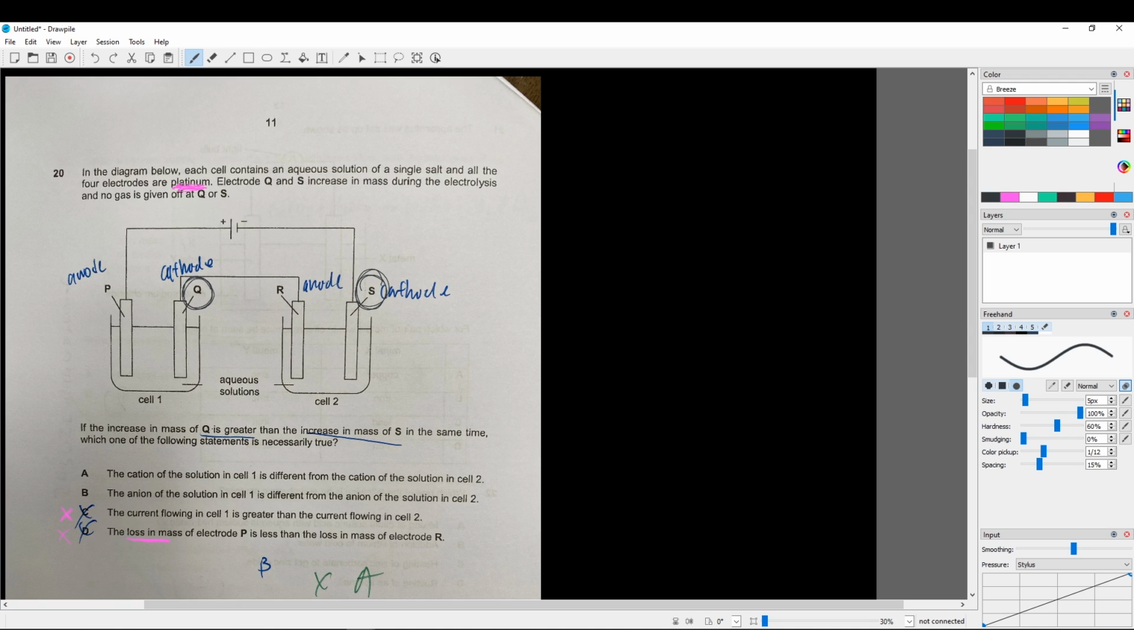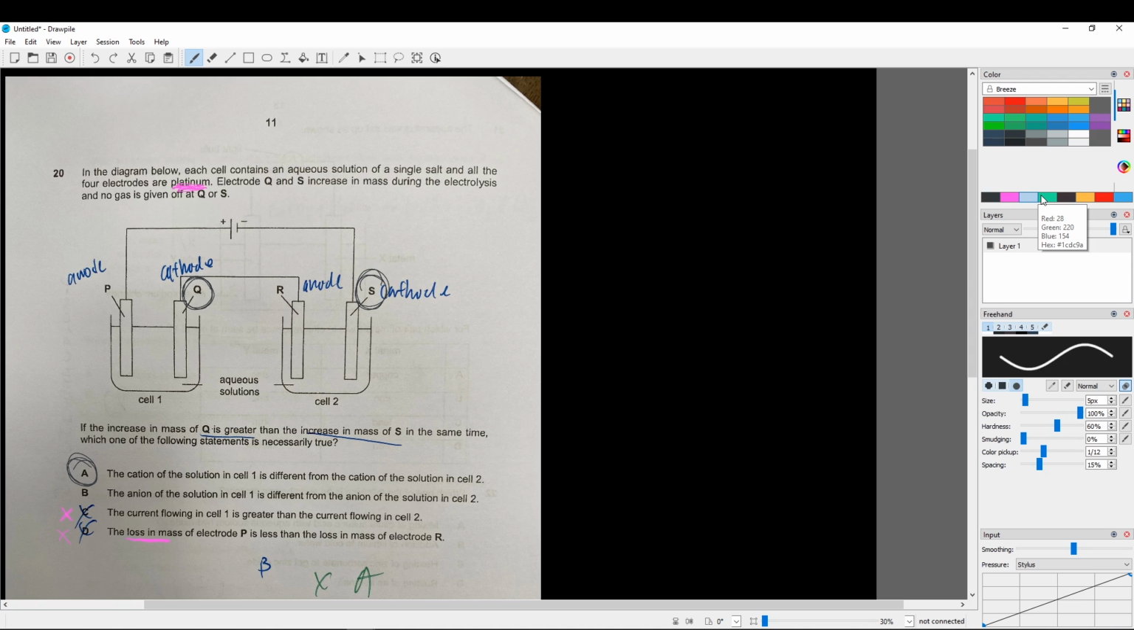So they say no gas is given off at Q and S, and on top of that, they didn't give us any information, so we cannot confirm anything for B, whether cell 1 and cell 2 are the same or different. We are just given that for cell 1 and cell 2, on the anode side, there is no gas. Then we don't know. But if you look at A, it says cell 1 is different from cell 2. When it comes to electrolysis, they connect to the same battery, and then the outcome, the mass, is different.